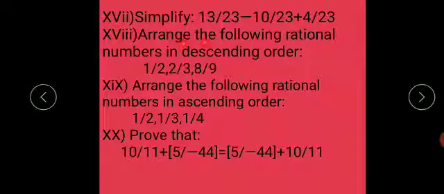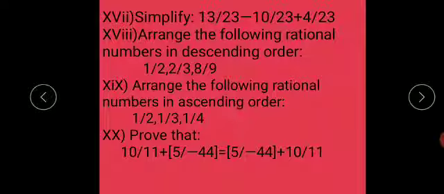18th part is arrange the following rational numbers in descending order: 1 over 2, 2 over 3, 8 over 9. You have to arrange these rational numbers in descending order. Arrange the following rational numbers in ascending order: 1 over 2, 1 over 3, 1 over 4.